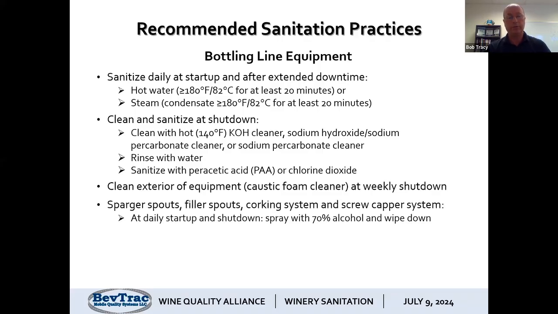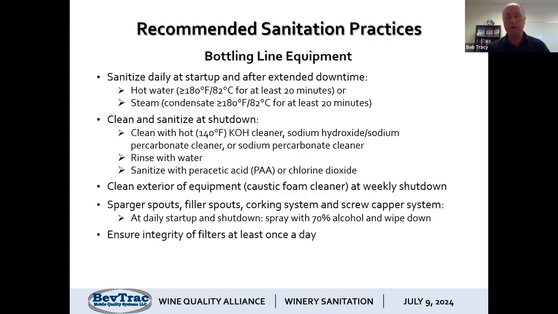The sparger spouts, the rinser, the filler spouts, the corker system, and the screw capper system should be sprayed with 70% alcohol and wiped down at daily startup and shutdown. And also if there's downtime on the bottling line, you want to spray with 70% alcohol about every 30 minutes. Because you'd be surprised how many microbes are in the atmosphere, and they land on the filler spouts and the sparger spouts during downtime.